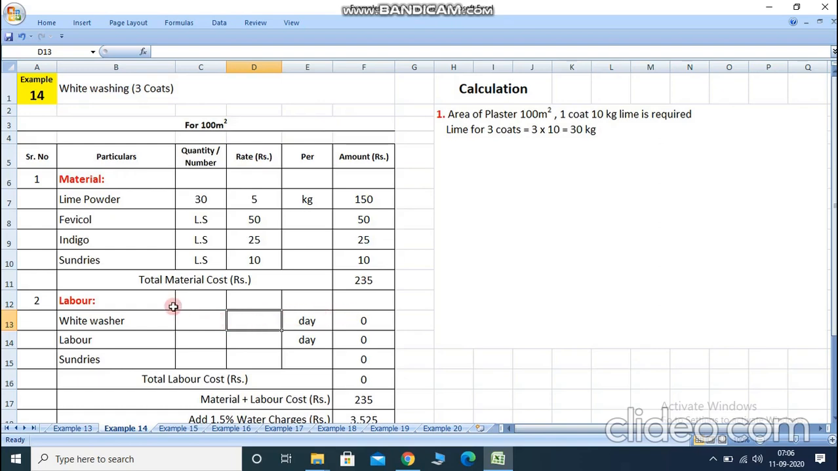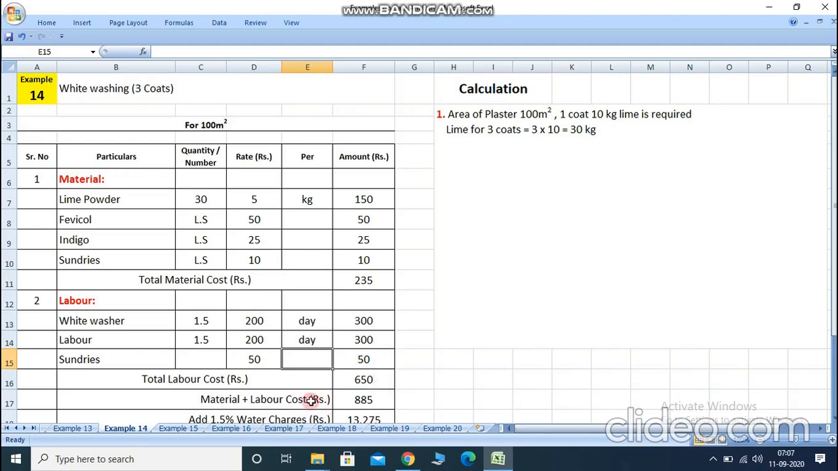Same here for the labor quantity: whitewasher required 1.5 and labor required 1.5, and the per day rate of a whitewasher is 200 rupees, and labor is also 200 rupees per day. So 200 multiplied by 1.5 is 300, and 200 multiplied by 1.5 is 300, and 50 rupees we take as an extra cost. Here the total amount is 300 plus 300 plus 50 is equal to 650.